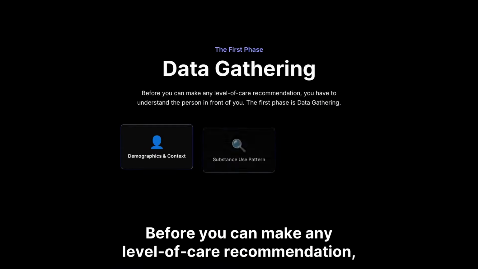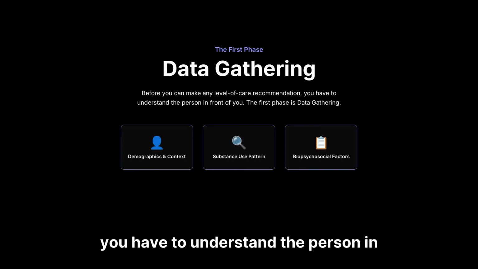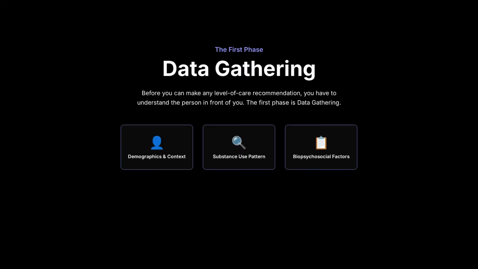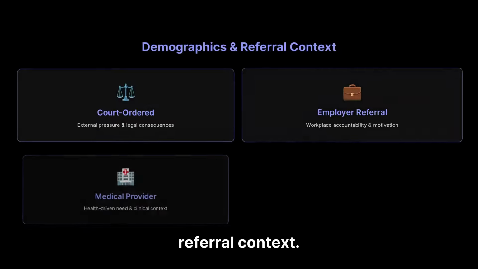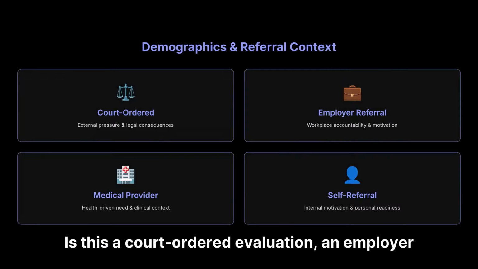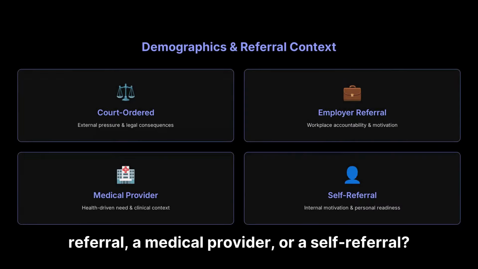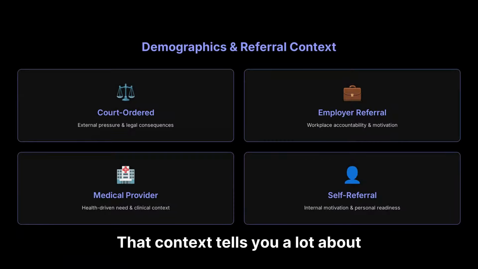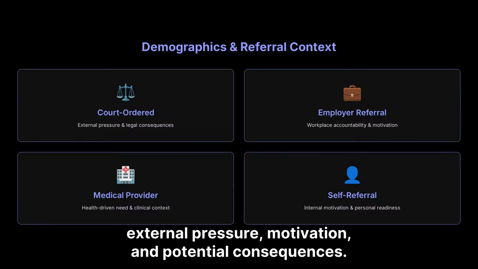Before you can make any level of care recommendation, you have to understand the person in front of you. The first phase is data gathering. You begin with basic demographics and the referral context. Who sent them and why? Is this a court-ordered evaluation, an employer referral, a medical provider, or a self-referral? That context tells you a lot about external pressure, motivation, and potential consequences.